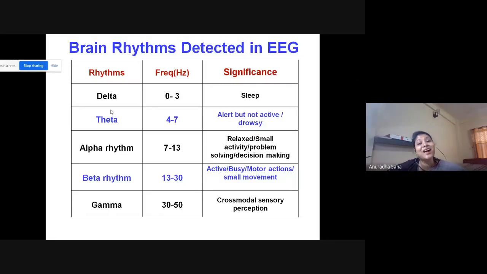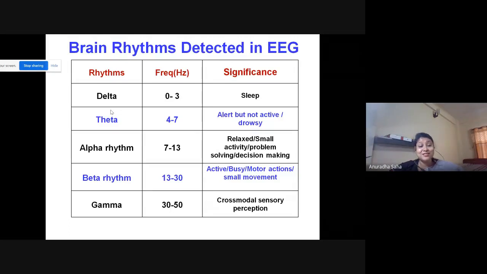Then now the person is starting to be active, to participate in different kinds of cognitive as well as physical tasks. Whenever this person is involving himself in any kind of problem solving or decision making activity, then the alpha rhythm, which has the frequency of 7 to 13 hertz, will be very prevalent.